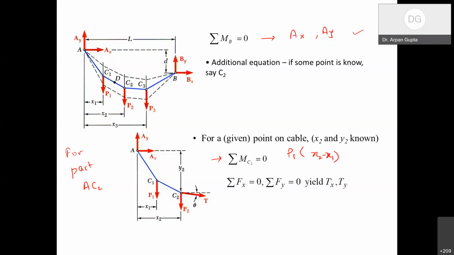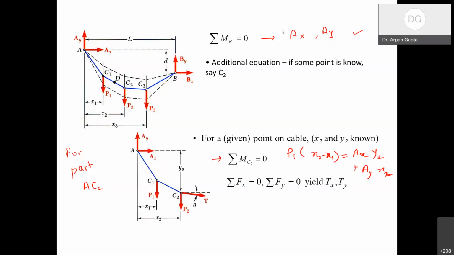So this is the anti-clockwise moment, and then the clockwise moment will be equal to Ax times y2 plus, that is also anti-clockwise, Ay times x2, right? So this is another equation that we can write if y2 is known. So now I have two equations and two variables, right?